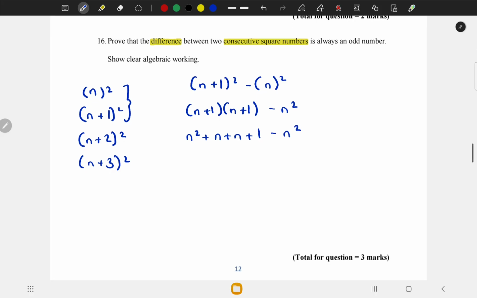You go ahead and collect your like terms. n squared and n squared becomes 0. n plus n, 2n, plus 1. And there we have shown that it is an odd number. So remember, because of this plus 1, it's proving that it's an odd number. If you're left with just 2n or 2n plus 2, 2n plus 4, then those are all even numbers.